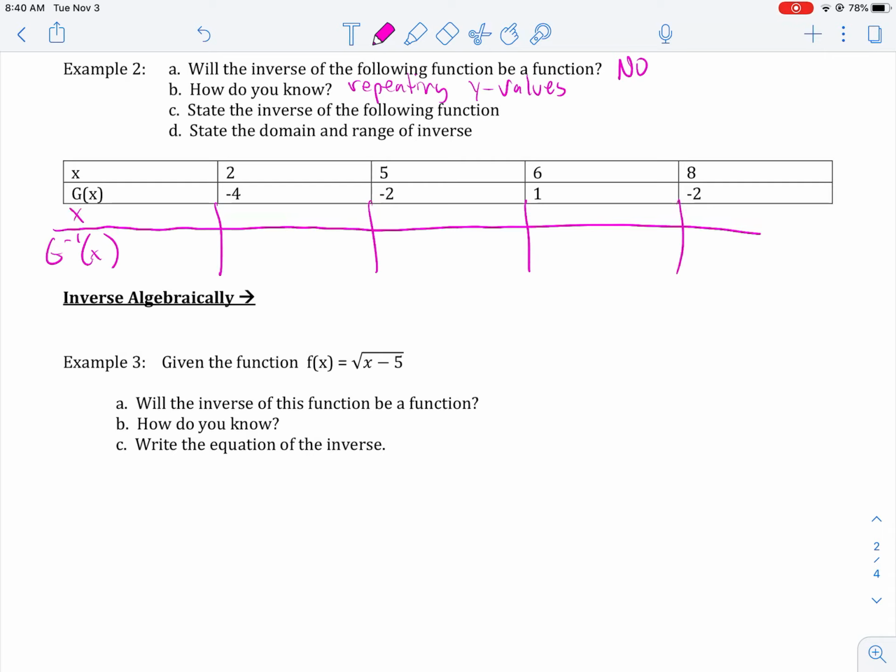And so what happens is, again, your x and y values just get flipped. So we go negative 4, 2; negative 2, 5; 1, 6; negative 2, 8.